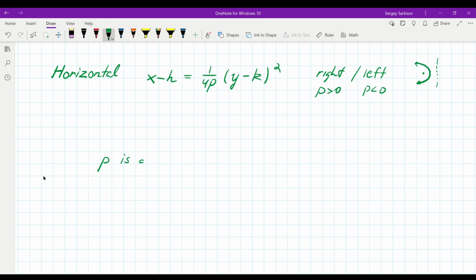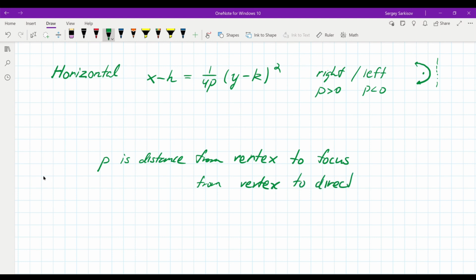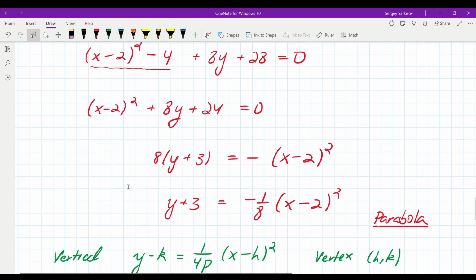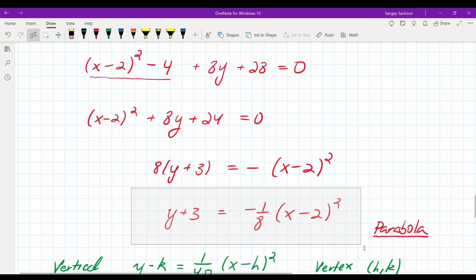from the vertex to the focus and from the vertex to the directrix. They're both equal, okay? Distance, I'm just going to say it so we don't confuse this. So from vertex to directrix. Yeah, so anyway, let's graph ours. You see that one right there? Let's take it again down here.